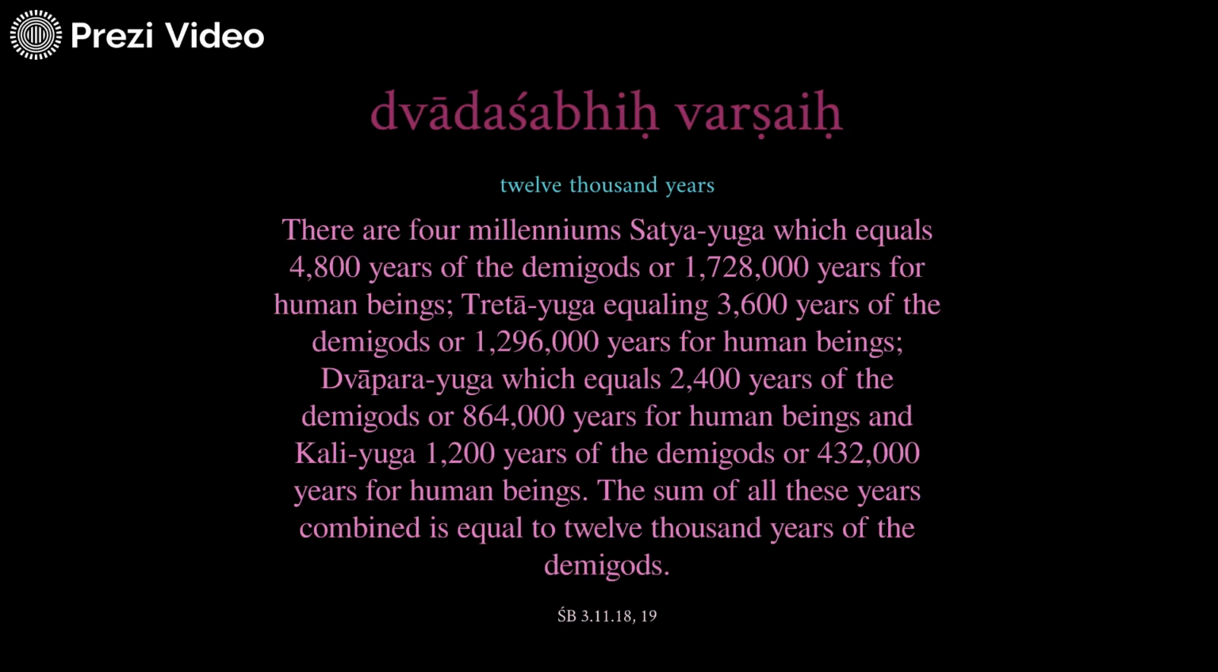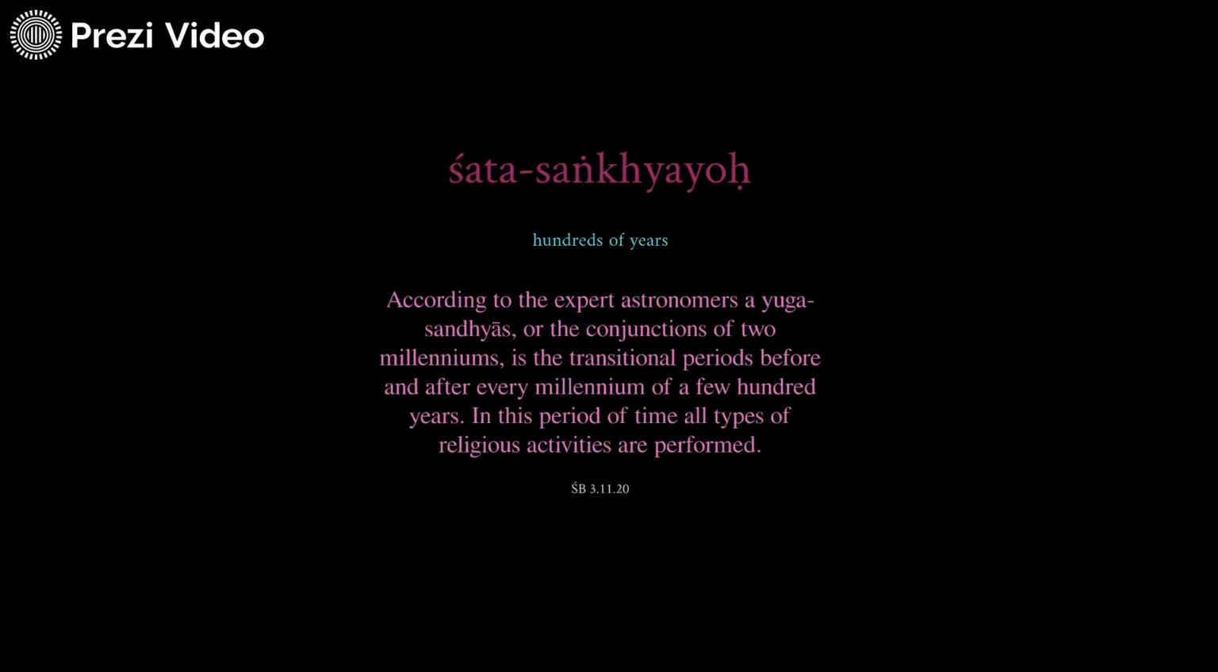And Kali Yuga, 1,200 years of demigods, and 432,000 years for human beings. The sum of all these years combined is equal to 12,000 years of the demigods.